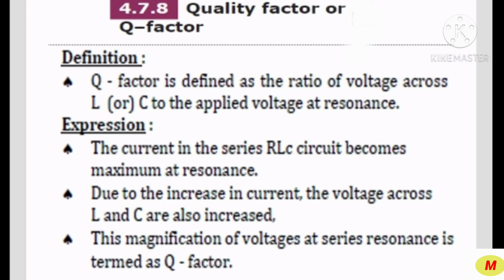Next, let us derive the expression for Q factor. The current in the series RLC circuit becomes maximum at resonance. Due to the increase in current, the voltage across L and C are also increased. This magnification of voltage at series resonance is called Q factor.